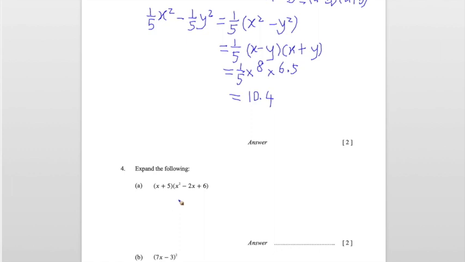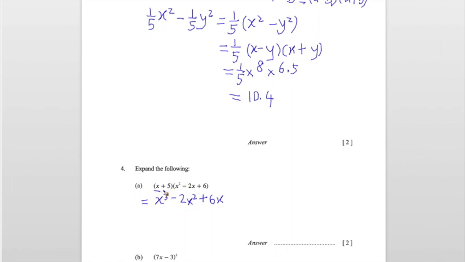Right, now we have to do expansion of a binomial by a trinomial. To do that, we need to first take x and multiply x into every term in the second bracket. So x squared times x will be x cubed. Minus 2x times x will be minus 2x squared. And 6 times x is 6x.